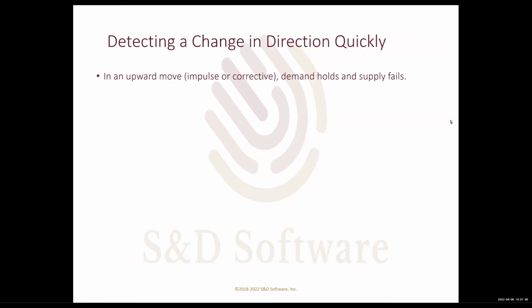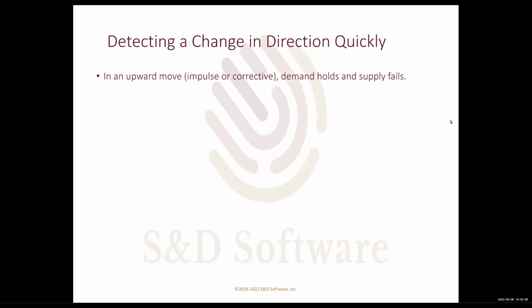So let's start looking at trying to detect a change in direction quickly. All right, this is different than detecting a change in trend. What we're trying to do here is detect the change from an impulse move to a corrective move, or vice versa.